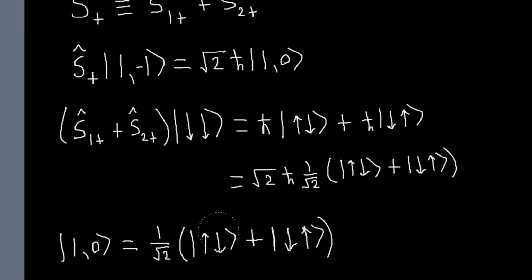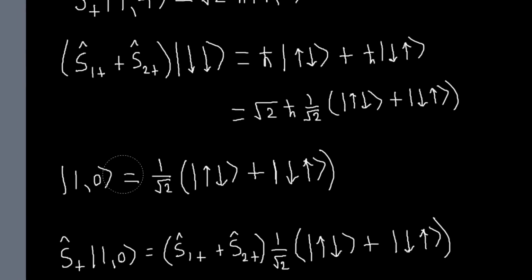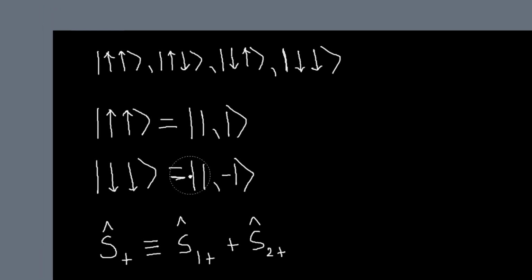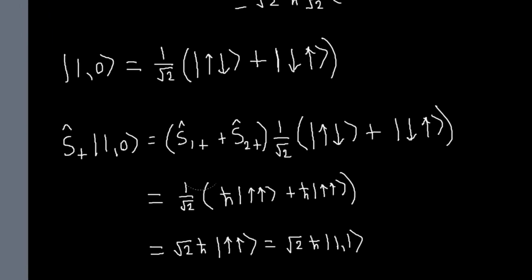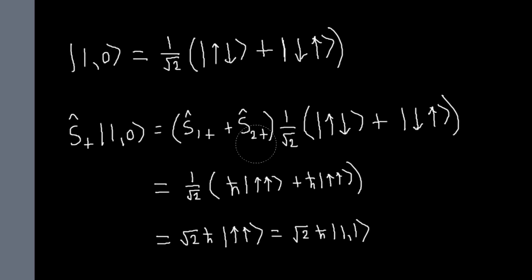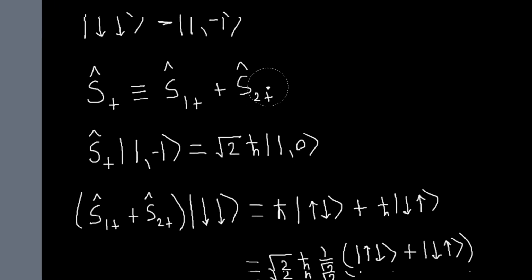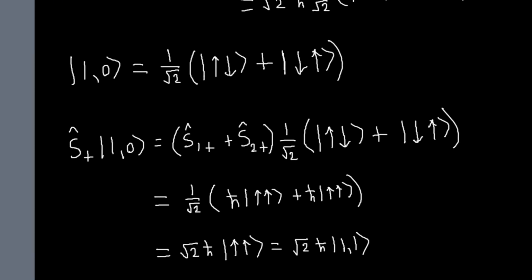Then first, what we want to do is confirm what we've been doing by acting S plus on this 1,0 state. We know that if we act S plus on it, we should get square root of 2 times h bar times the 1,1 state, and if you work it out, you will find exactly that. So we have a different basis for our system of 2 spin 1/2 particles, where at least part of the basis is acting like a spin 1 system. We get the 3 states that we would expect out of a spin 1 system.